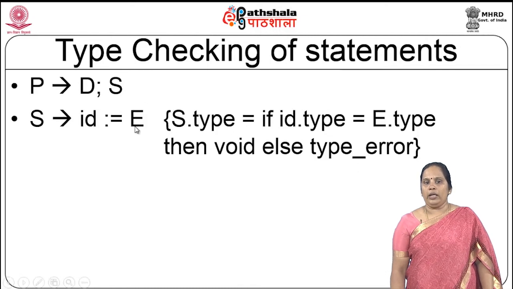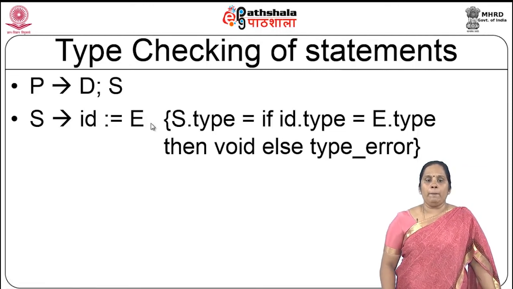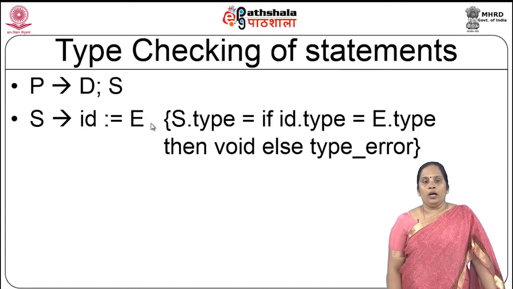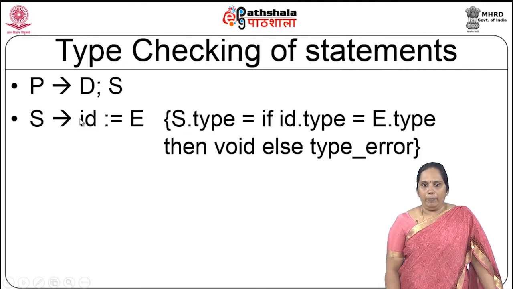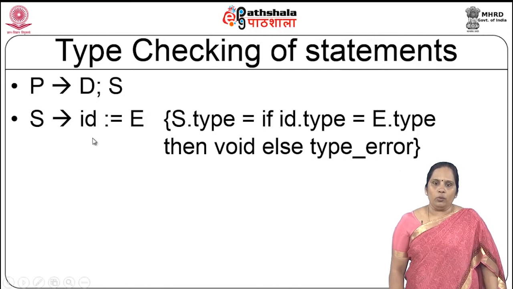So in ID := E, this E refers to the expression which we have already encountered. It could be an arithmetic expression, as in this case, or some logical expression computation or whatever it is. Now if E.type matches ID.type, and that is true, then S will have a type void, else it will have a type error. So if these two types match, the type of S will be void, else it will be error.